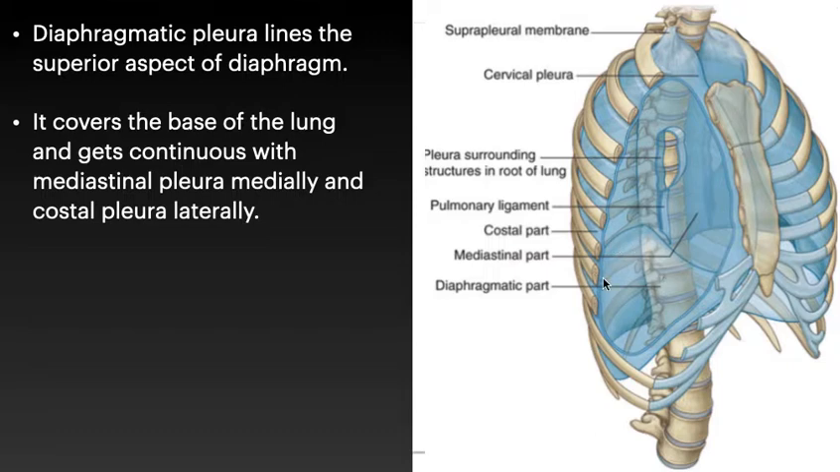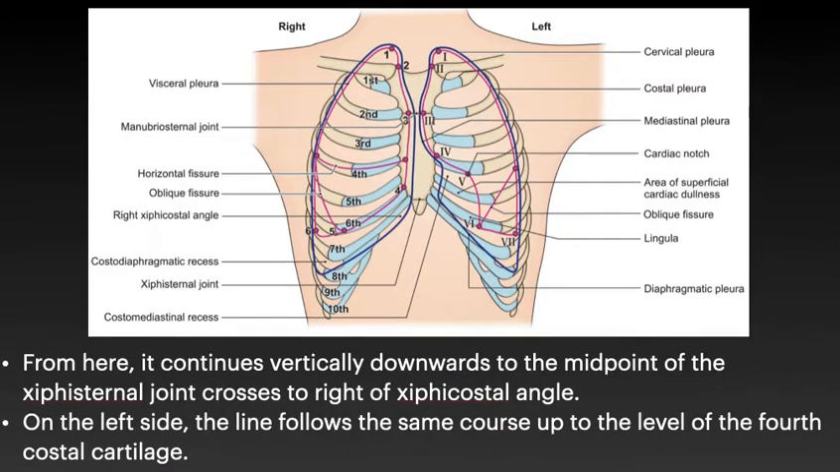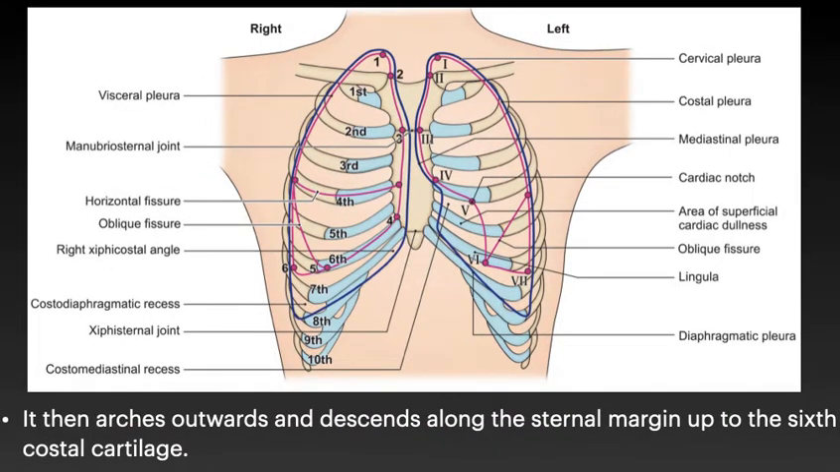The diaphragmatic pleura lines the superior aspect of the diaphragm, covering the base of the lung, and gets continuous with the mediastinal pleura medially and the costal pleura laterally. So we have spoken about this before.